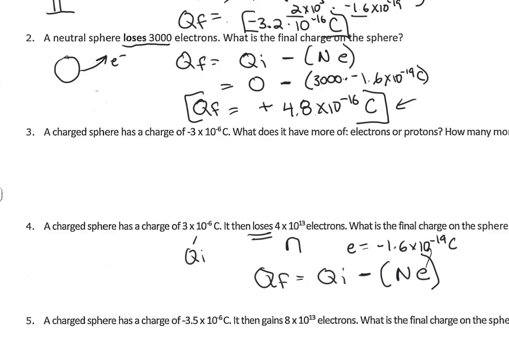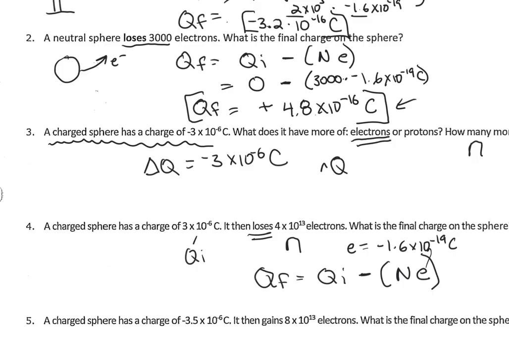Why did we skip number 3? Number 3 is actually tricky easy or kind of more subtle. So what if you don't have a gain or loss? What if you just know that the delta Q already happened? And the delta Q is equal to negative 3 times 10 to the negative 6th coulombs. Oh, it's negative, so there must be extra electrons. But the question is, how many? Oh, that's easy. We don't need to use the Q final, Q initial equation. All we need to use is delta Q equals N times E, capital N times E.